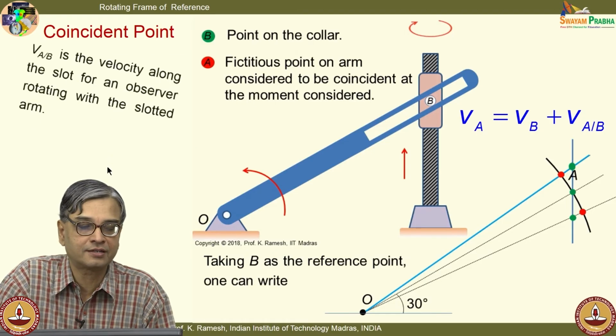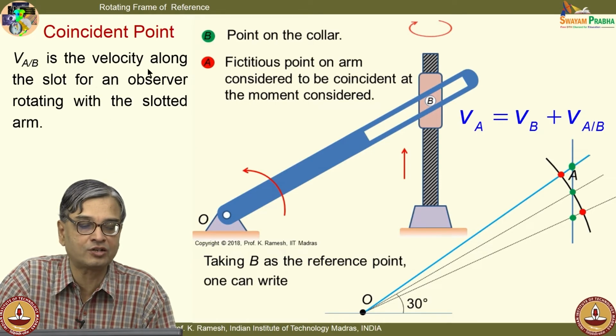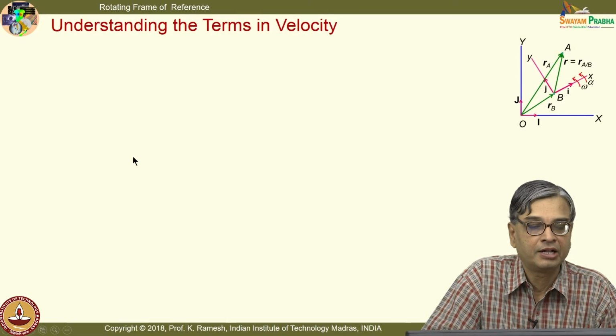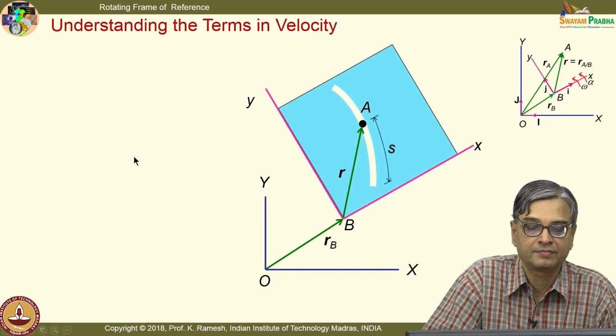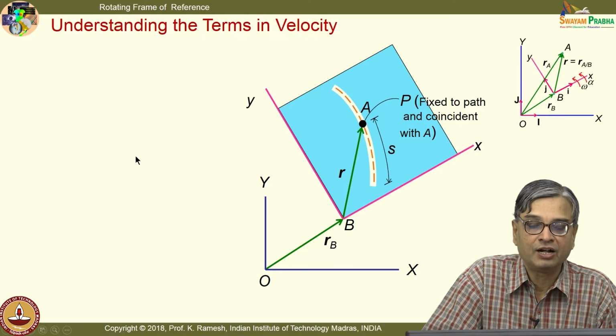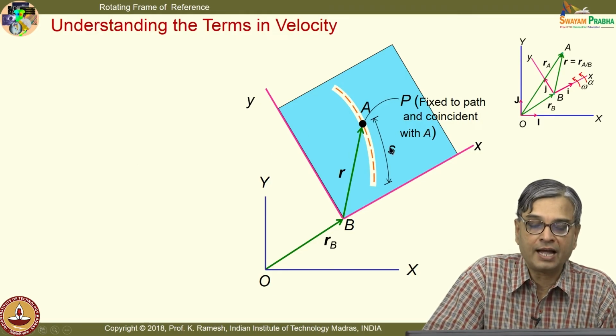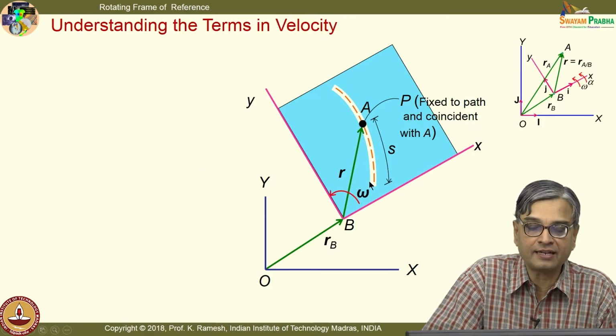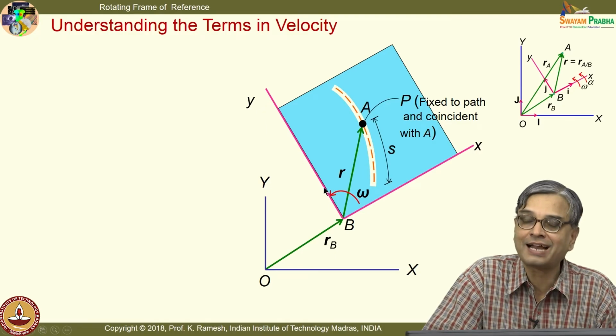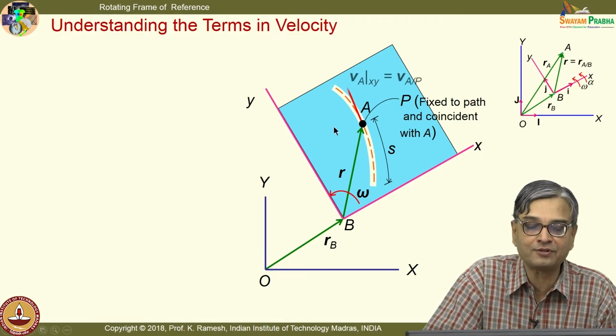Now, we come back to this. VAB is the velocity along the slot for an observer rotating with the slotted arm. Now, let us understand what is happening here. Let us see what I am going to look at. I am going to look at the fictitious point P. I know very well that this object rotates with an angular velocity omega. I can attach a non-rotating translating axis at B and see what happens to this point.